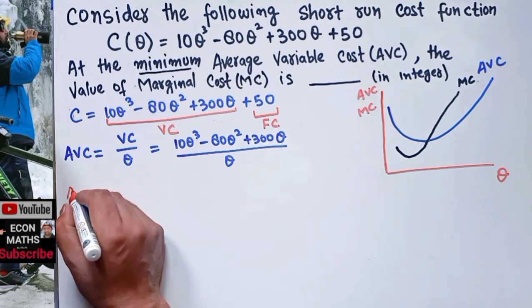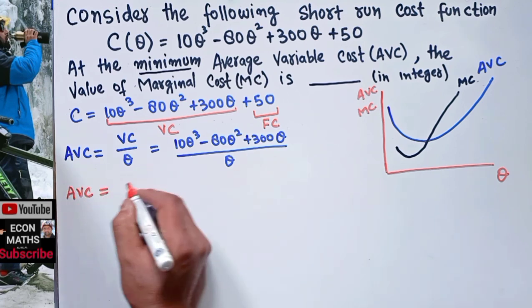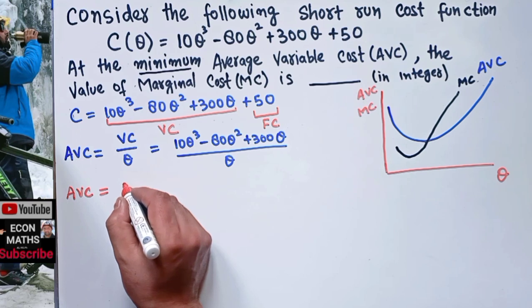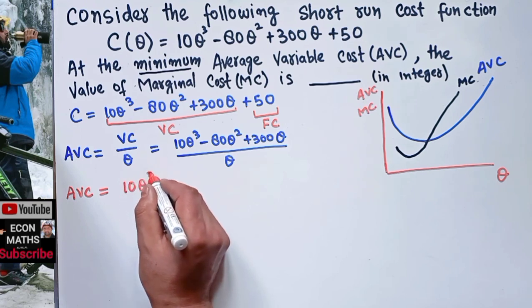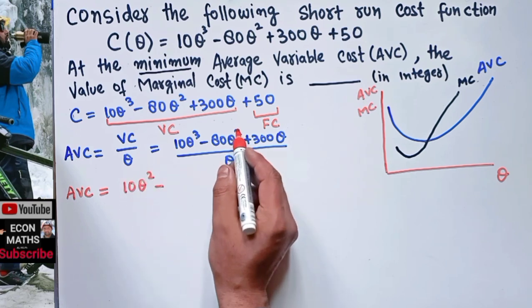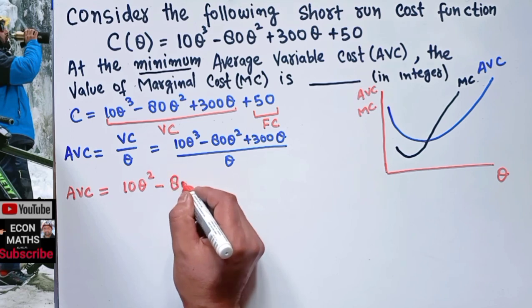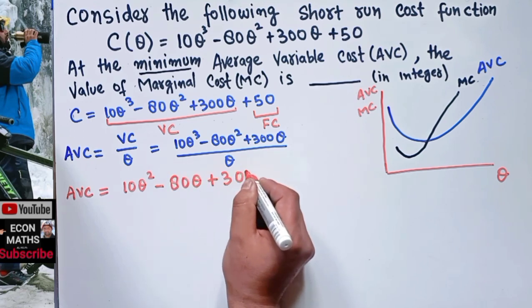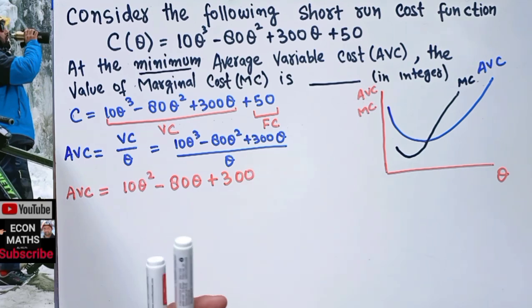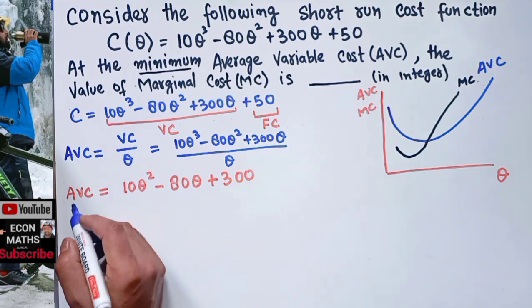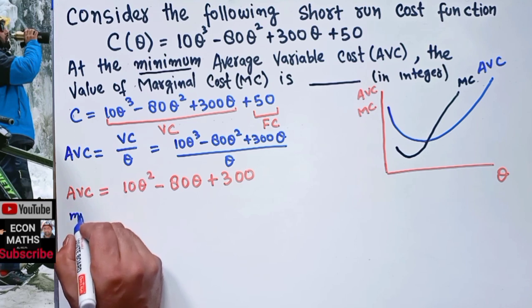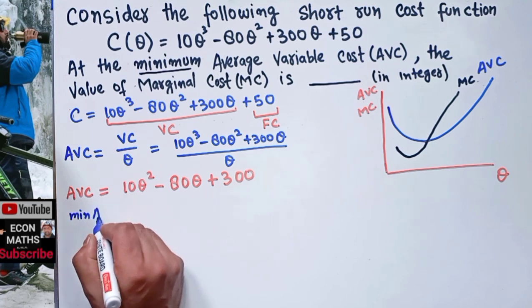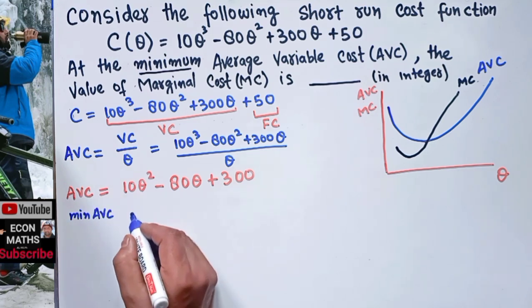So our AVC will be equal to 10q cube divided by q, which comes out to be 10q square, minus, here one q will get cancelled, we will be left with 80q plus 300. This is our average variable cost. But we need to find out the minimum of average variable cost.